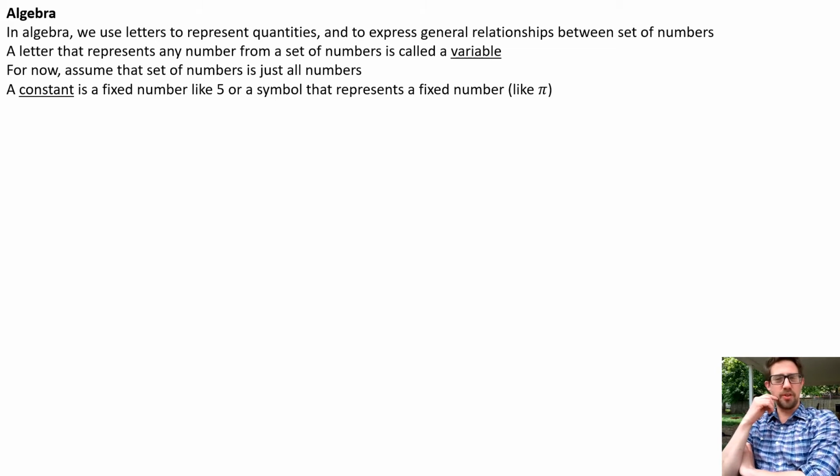As opposed to a variable, a constant is a fixed number. So it doesn't vary. We know what it is. 5 is just 5. So it's a fixed number like 5, or a symbol that represents a fixed number, like a famous number like pi. And that's what I mean by we can use Greek letters, except, to be clear, that particular Greek letter doesn't represent a variable. It represents 3.14, whatever.